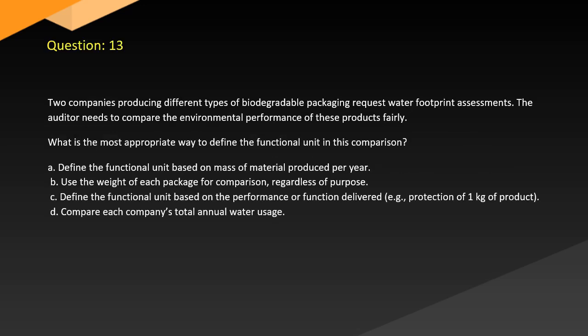Question 13. Two companies producing different types of biodegradable packaging request water footprint assessments. The auditor needs to compare the environmental performance of these products fairly. What is the most appropriate way to define the functional unit in this comparison? A. Define the functional unit based on mass of material produced per year. B. Use the weight of each package for comparison regardless of purpose. C. Define the functional unit based on the performance or function delivered, e.g. protection of 1 kilogram of product. D. Compare each company's total annual water usage.